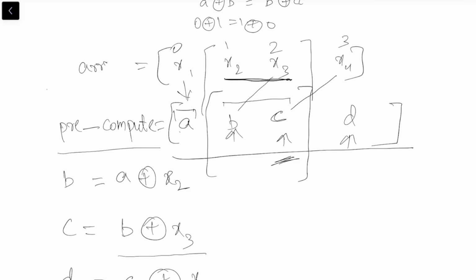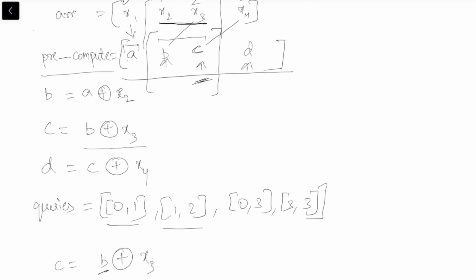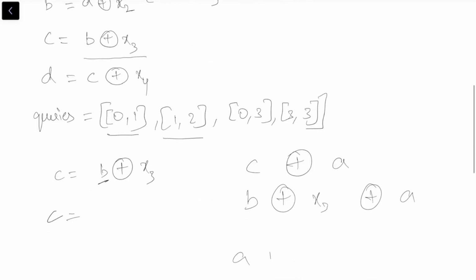Yes. What we'll do here, we'll try to take C XOR the XOR of this one, the previous element of this, which is this. The pre-computed value for this is A. We can write C as B XOR X3 XOR A. B can be written as A XOR X2, and we will write this as it is XOR A.